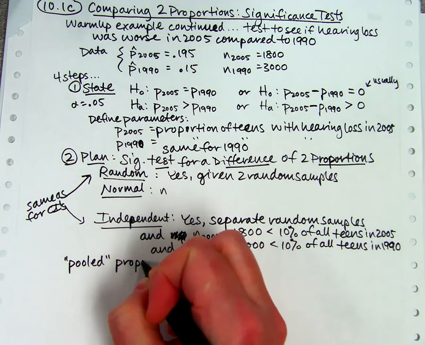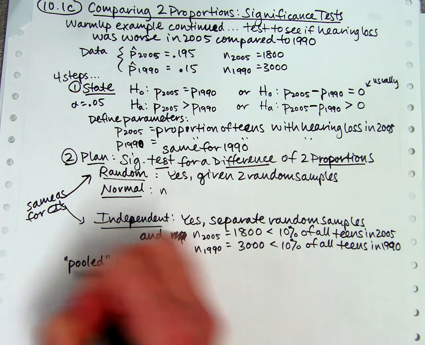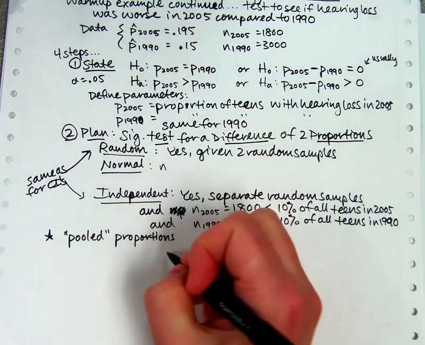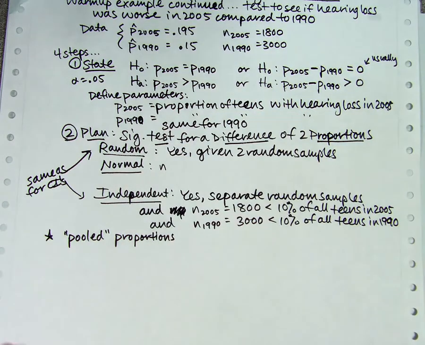proportions is a major thing that changes in both step 2 and step 3. So I'll talk about it here and then I'll come back and finish the normal condition in just a minute.